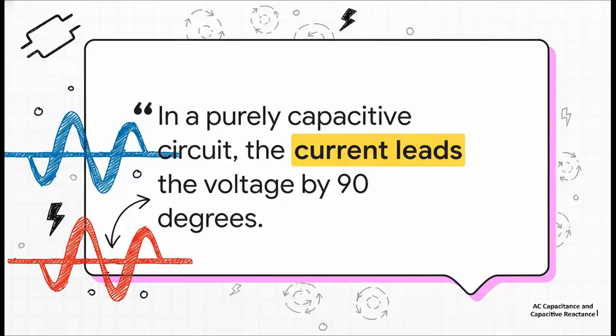And this leads us to one of the most fundamental rules you'll ever learn about capacitors. The current, the actual flow of electrons, hits its peak value a quarter of a cycle before the voltage does. We say that the current leads the voltage by 90 degrees.